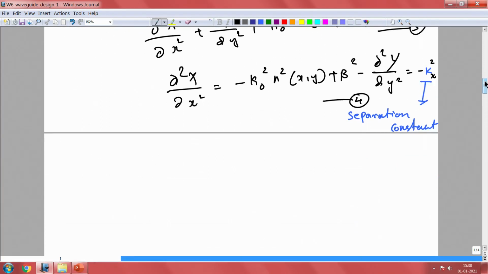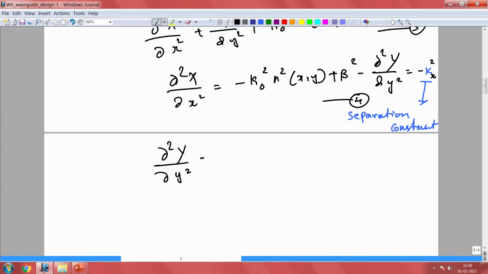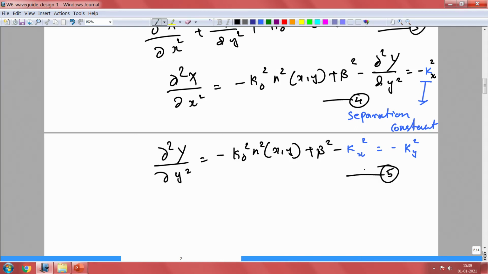So, now we can write the same thing for y as well, right. So, we can solve for the y function. So, (1/Y) ∂²Y/∂y² equal to minus k0² n²(x,y) plus β², and now here I can write this as minus kx², which is equal to minus ky². Again, this is just the separation constant. So, this is our equation 5.